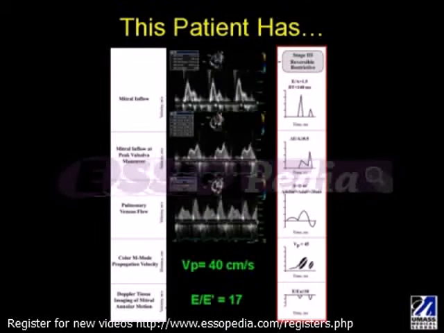So this patient has stage 3 reversible restrictive filling. Why? Because we have an elevated E to A ratio. We have a rapid deceleration time less than 140. We see that there are significant changes in E to A ratio with Valsalva. We see that the S to D ratio is reversed, and also we see that the velocity propagation is less than 45 or 50 centimeters per second. And also the average E to E prime ratio in this patient is 17. So this patient nicely fits the scheme that's been proposed by Redfield and colleagues.